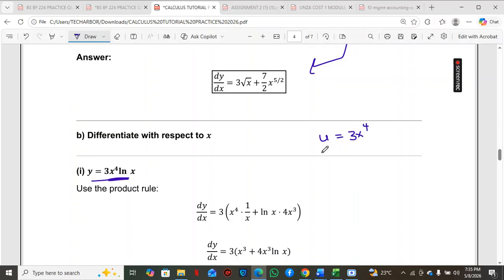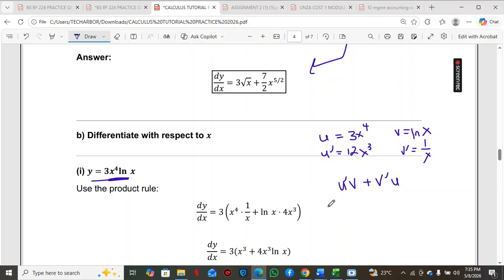When I derive my u, which is u prime here, 4 times 3, that is 12. So I have 12x to the power 3. Our v is the natural log of x. So v prime, as I said, when you just see natural log of x, you just put 1 over x. That's all. So the product rule, u prime v plus v prime u.